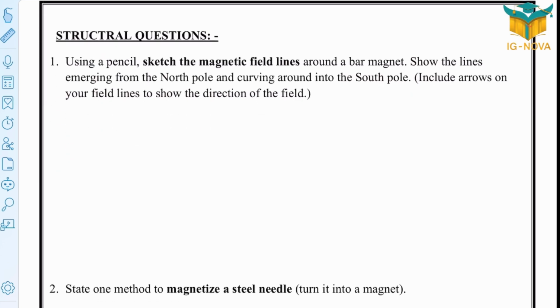Structured questions. Some essay questions need to be explained in detail to make you understand. Question 1. Using a pencil, sketch the magnetic field lines around the bar magnet. So you need first to draw a bar magnet, north and south. Then, by using your pencil, sketch the magnetic field lines.